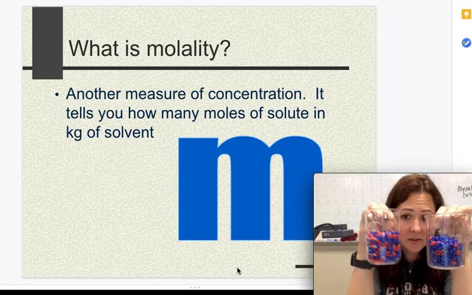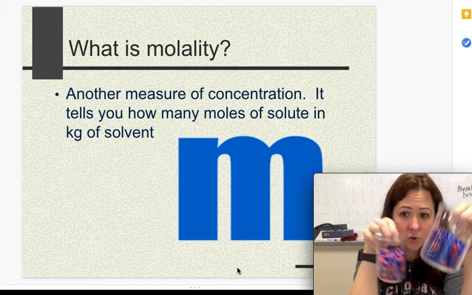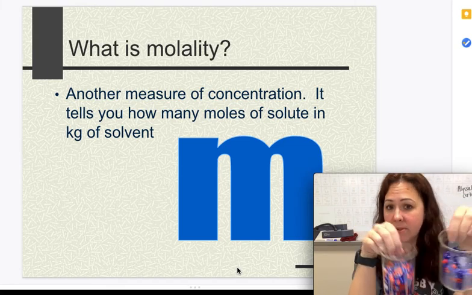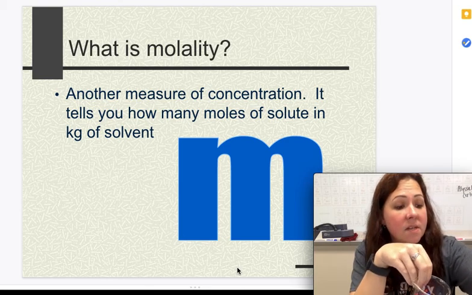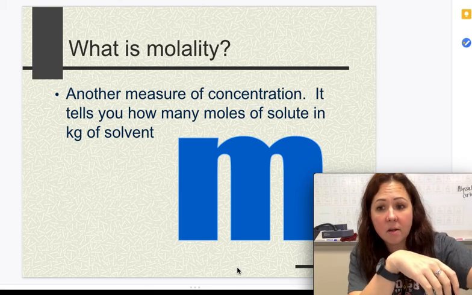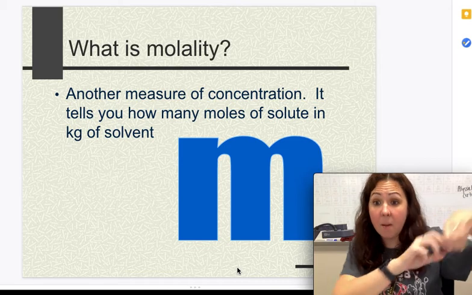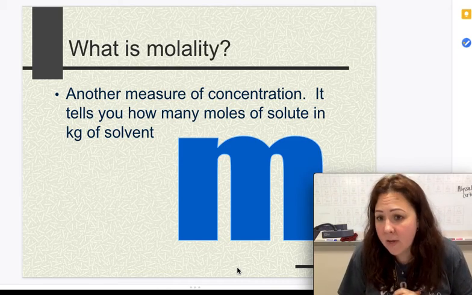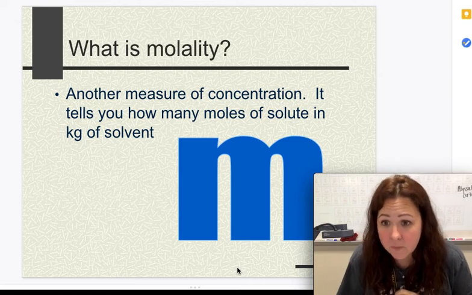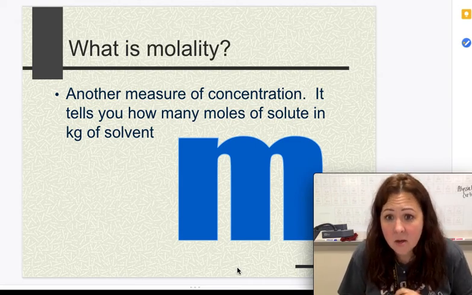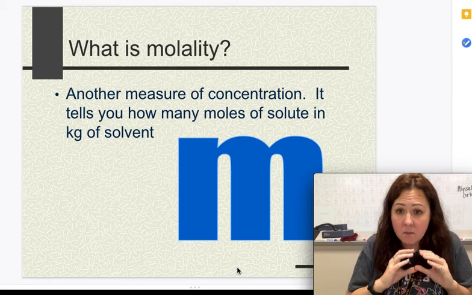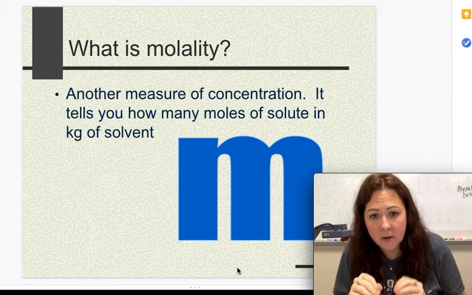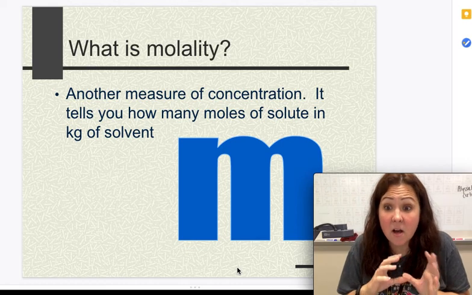So looking at this, one is more concentrated than this one if the red particles are the solute and the blue is the solvent. Typically, when we find the concentration, we use the capital M, molarity. However, there's a different way of calculating your concentration, and it's called molality. Molality is the moles of solute divided by the kilograms of solvent instead of liters.